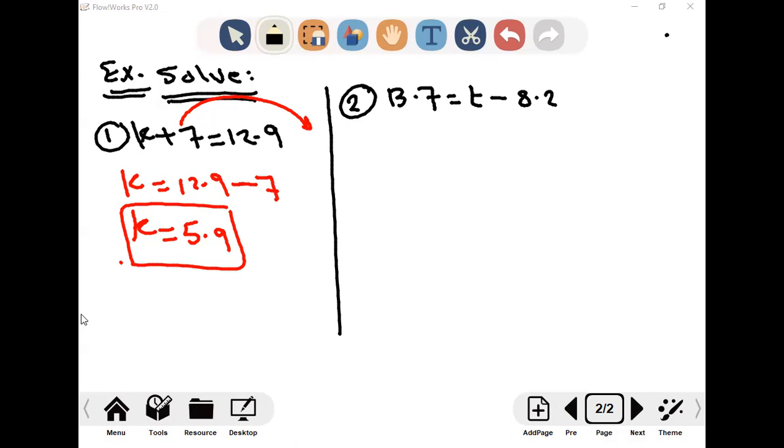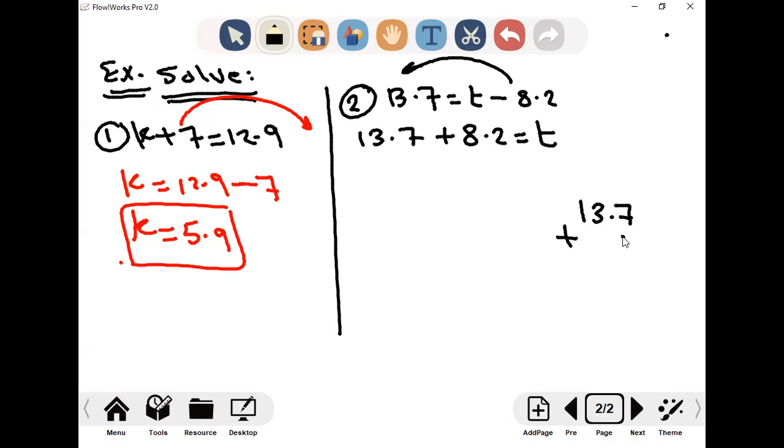So here 13.7. I'll shift it here. It will be 13.7, sorry, plus 8.2 equals what? T. And we add normally, right? We add normally to find the value of t. 13.7 plus 8.2, decimal under decimal, don't forget that. So it will be 9, this 11, and this 21, right? So t equals what? 21.9.